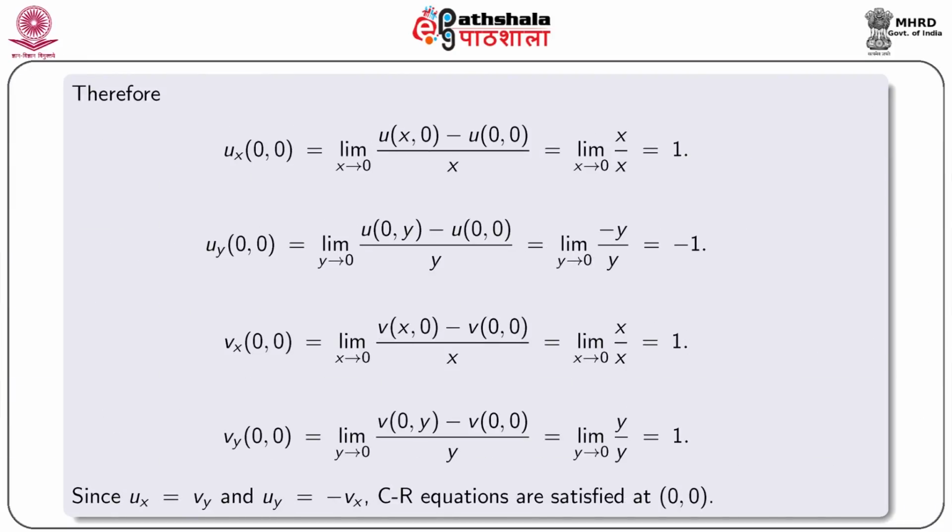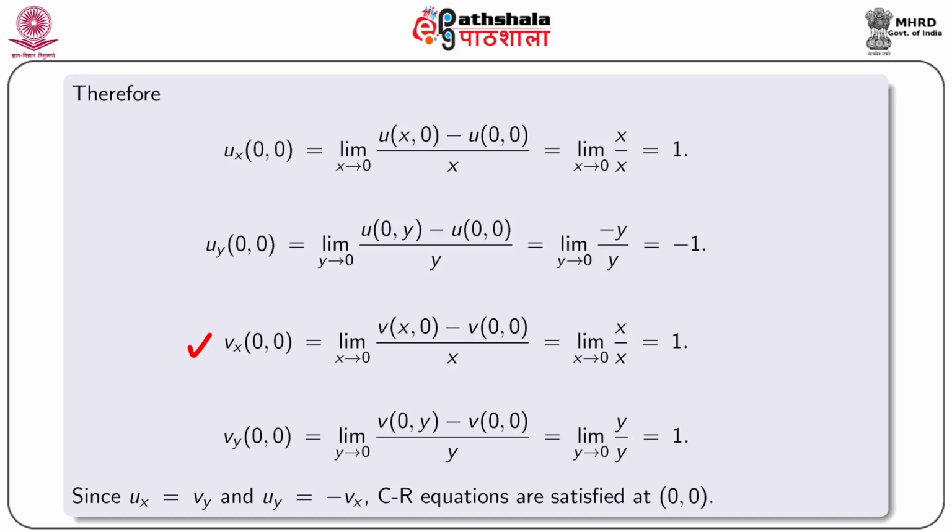Therefore, the partial derivative of u with respect to x at the point (0,0), that is u_x(0,0), is equal to the limit as x tends to 0 of (u(x,0) − u(0,0))/x, and this gives the limit as x tends to 0 of x/x, which is equal to 1. Similarly, u_y(0,0) is equal to the limit as y tends to 0 of (u(0,y) − u(0,0))/y, which is the limit of (−y)/y, that is equal to −1.